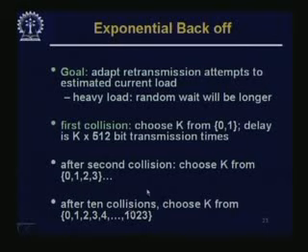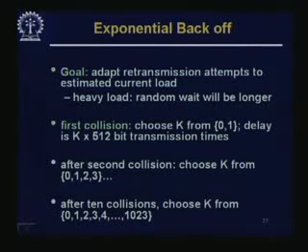The goal of this exponential backoff is to adapt retransmission attempts to the estimated current load. Heavy load means the random wait will be longer. Once again, we do this because if the load is heavy at some point of time, then people in general should refrain from sending so that the load comes down. If the load is kept high and everybody tries to transmit, there will be even more collisions and even less throughput than what you would achieve by a number of people backing off. So this backing off is done exponentially.